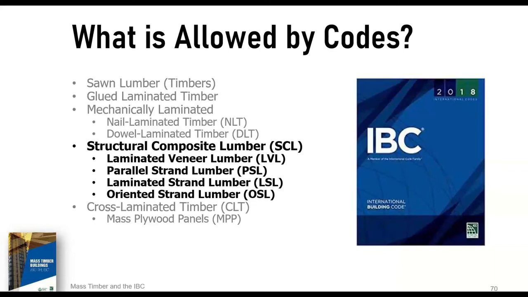Effectively, any of the minimally sized SCL elements that are massive enough to be classified as in compliance with the minimum size requirements spelled out in Chapter 6 of the IBC for Type 4 heavy timber construction. LVL, PSL, LSL, and OSL all fall under the structural composite lumber name and definition, as currently referenced within IBC section 602.4.